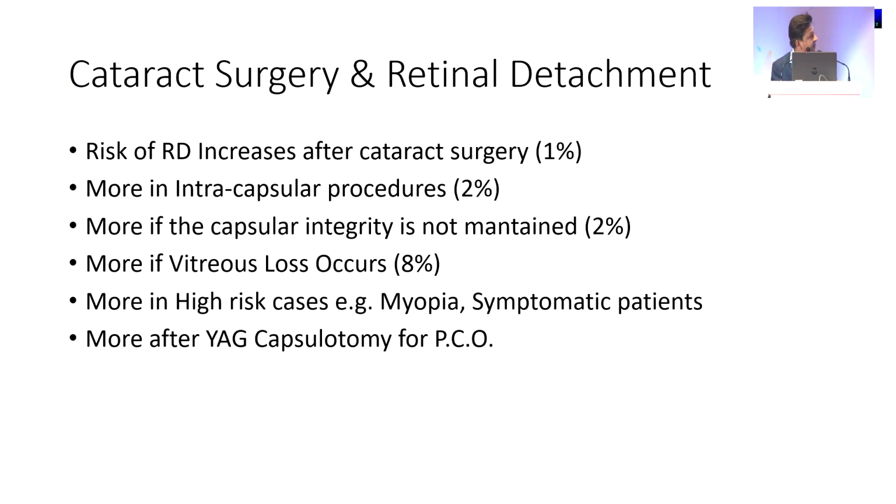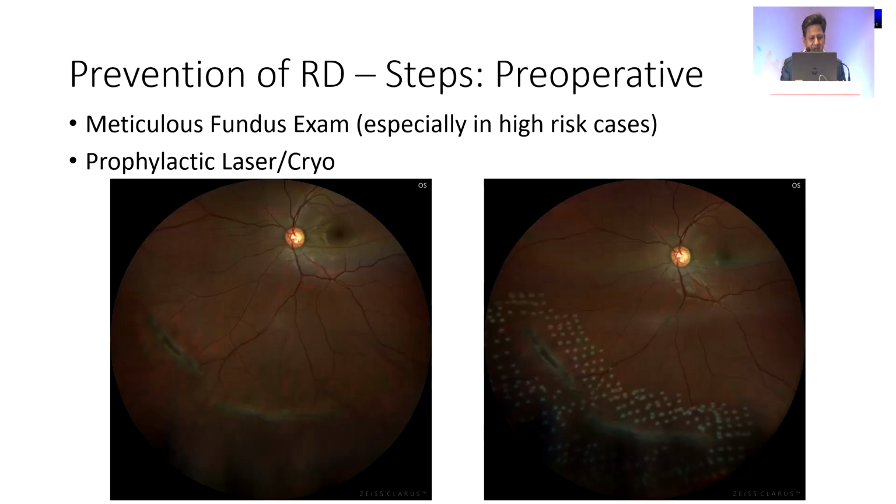So cataract surgery and retinal detachment: the risk of RD increases after cataract surgery, which is 1%, which is more in intracapsular procedures, and if the capsular integrity is lost, more if there is vitreous loss, it increases to 8%. And especially in high-risk cases like myopia or symptomatic patients, it is even more. And it is also seen after YAG capsulotomy we do for posterior capsular opacification.